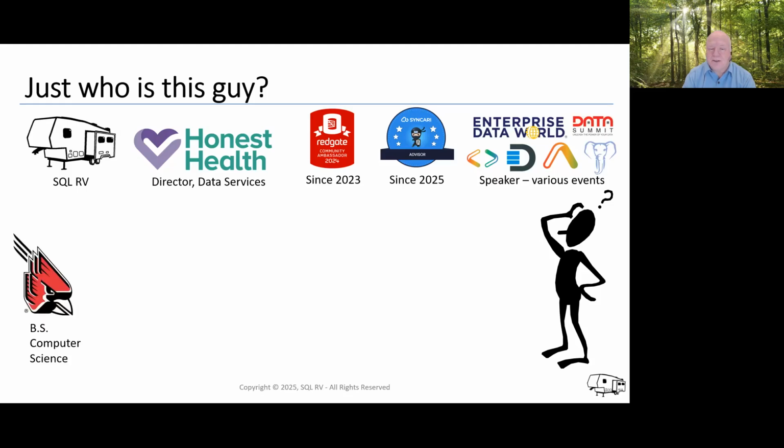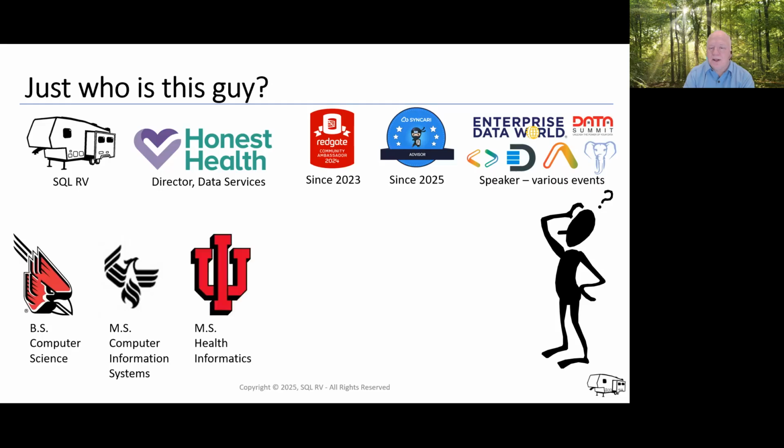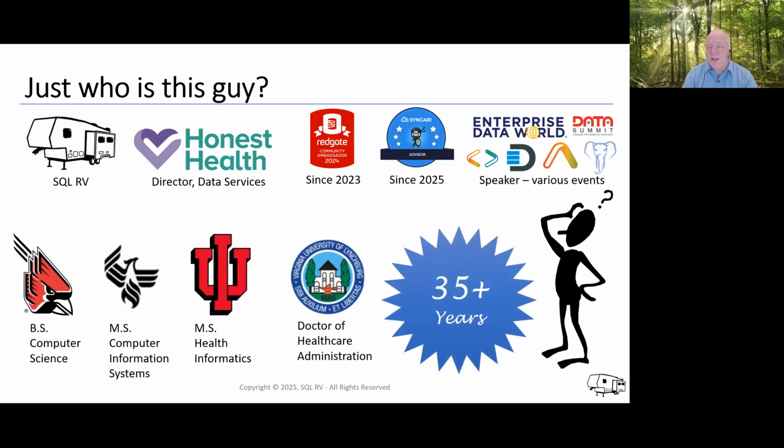I got a Bachelor of Science in Computer Science at Ball State University and a Master's of Science in Computer Information Systems from University of Phoenix. However, when I switched into healthcare, I went back and got a Master's in Health Informatics because I learned that I could really do some work on cool projects to help save lives. And I continued on and got my doctorate in healthcare administration. So as you can imagine, I've been doing this for quite a few years.